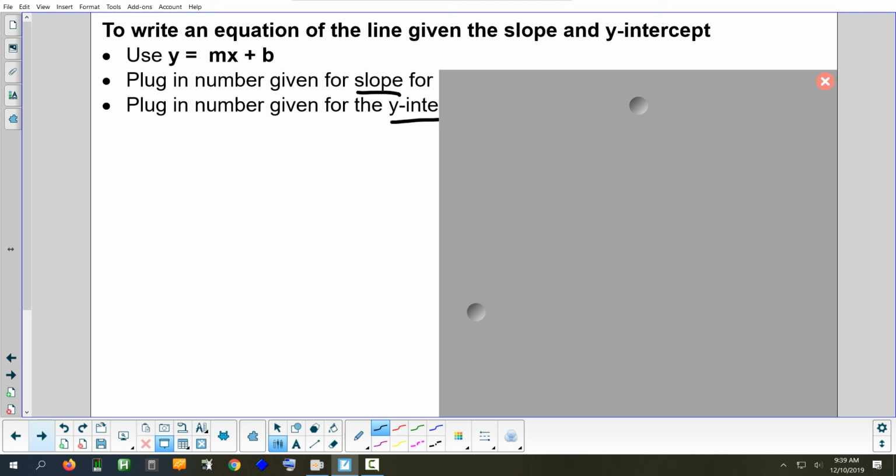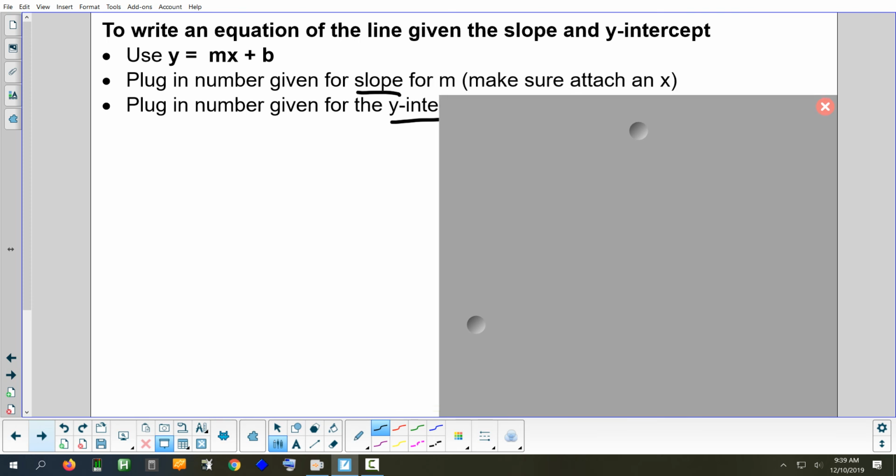When I tell you the slope, what letter are you going to fill it in for in this equation? The y, the m, the x, or the b? Yeah. Slope is m. Exactly. So on your guided notes where it says plug in given number for slope for the letter m. Okay. How do you know it's the slope? You always make sure that you attach an x. Whatever number has the x after it, that's how you know it's the slope.